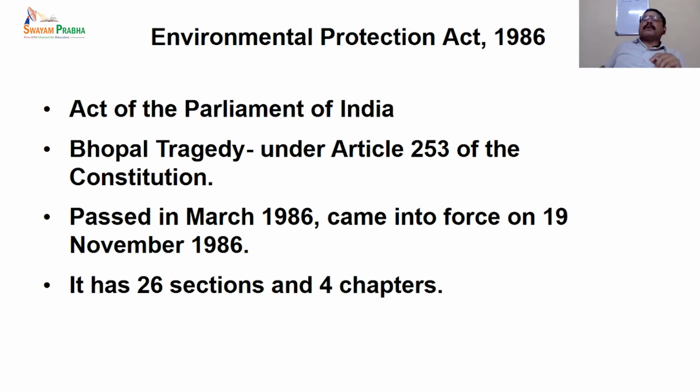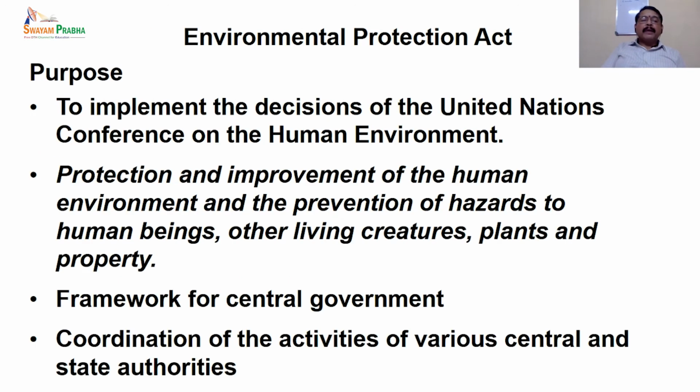This Environmental Protection Act is a legal act to protect the environment. It has got 26 sections and 4 chapters. The very purpose of this Act is to implement the decisions of the United Nations Conference on the Human Environment, where they discussed how best we can save the environment, what the current issues of the environment are, and how we can combat the environmental issues from a legal perspective. That was the main idea.